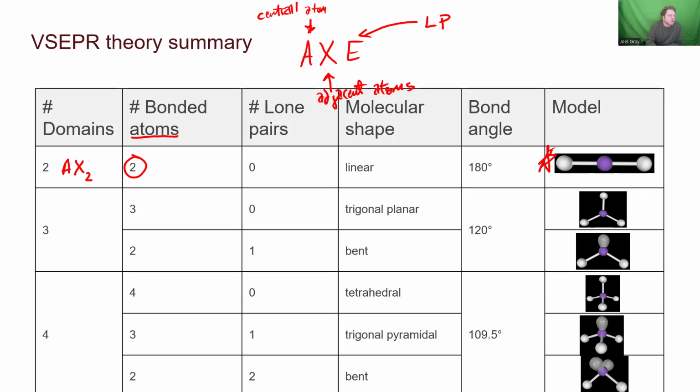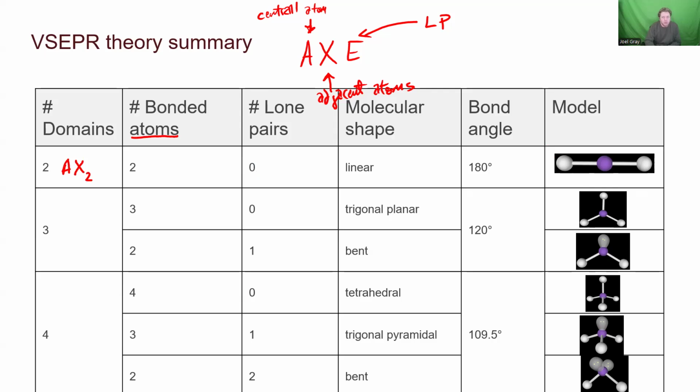So AX2. Now, the last one is the number of lone pairs. How many lone pairs of electrons do we have in this? 0. So I'm not going to actually include E. If I did, I would say something like this, AX2E0. But you could just as easily say AX2. Okay.